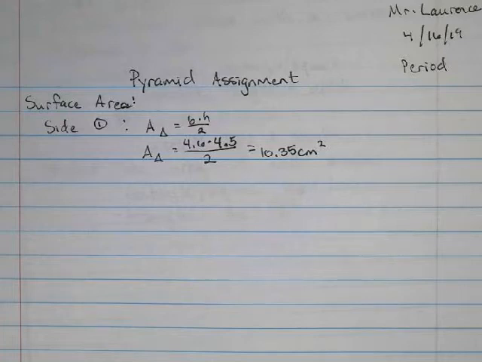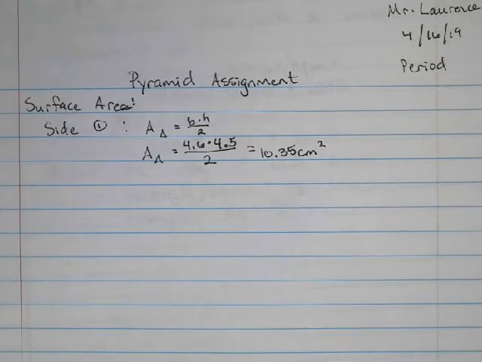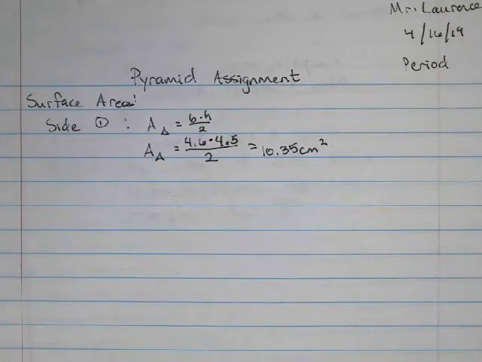So now we're going to find the area of all 5 of the sides. So go through all 5 sides, 1, 2, 3, 4, and 5, the way we labeled them, and find the area of each one of those shapes. So pause right here and find those areas.